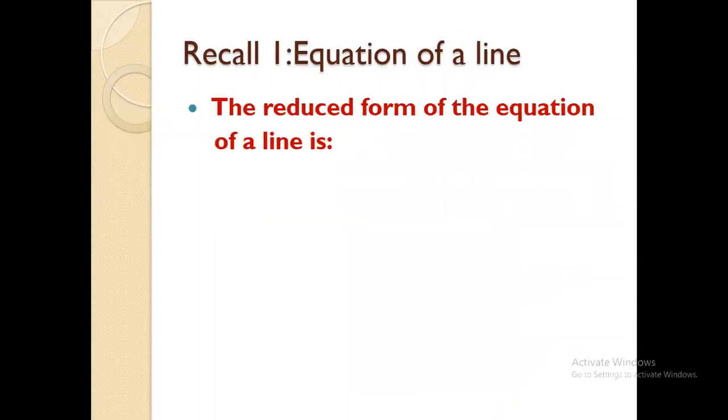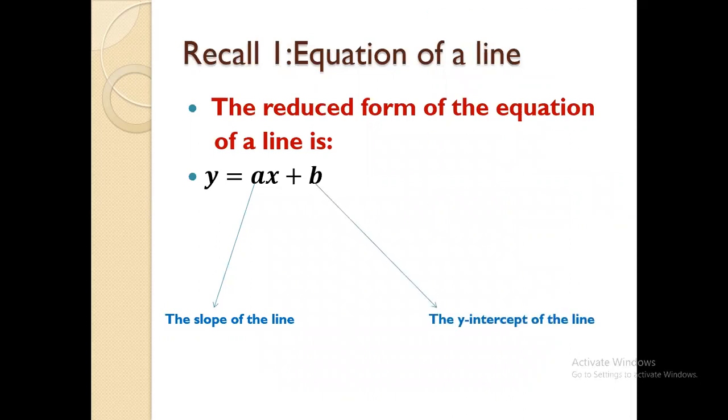Concerning the equation of a line, the reduced form is y equals ax plus b, as you know, where a is the slope of the straight line and b is the y-intercept of the line. The equation of the straight line is extremely useful. You can use it to draw the line, to tell the slope of the line, to pick points on the line, and to tell whether a point is on the line or not by plugging the coordinates of this point in the equation of the line.